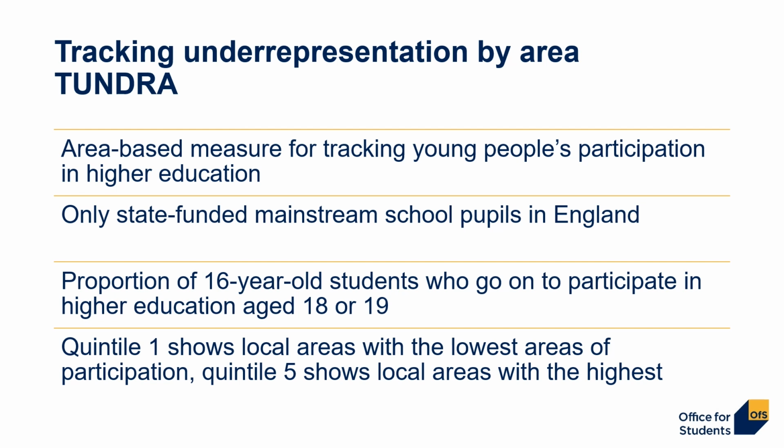Tundra focuses on areas within England, whereas Polar 4 is a UK-wide measure. You can match students to a Tundra quintile based on their home postcode prior to entry to higher education. Tundra is a supplement to Polar 4. Using both measures together can reveal more insights about higher education participation than one of these measures alone.